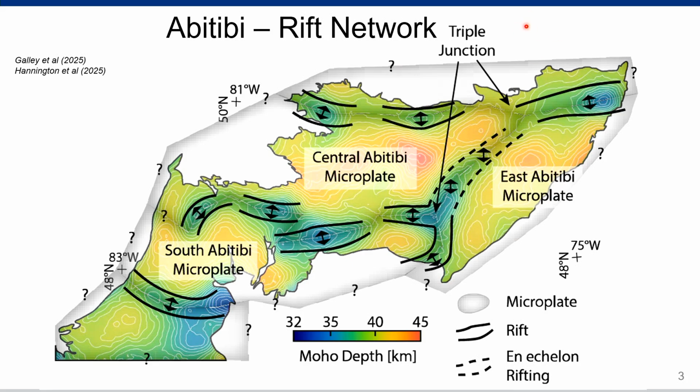Aaron showed this model earlier. This is a Moho depth model throughout the Abitibi. So it's effectively a model of crustal thickness, with thicker crust in red and orange and thinner crust in blue. We go from a thickness of about 45 kilometers in the thickest portion to about 32 kilometers in the thinnest portion. So that's over 10 kilometers of thinning in some parts of the Abitibi.